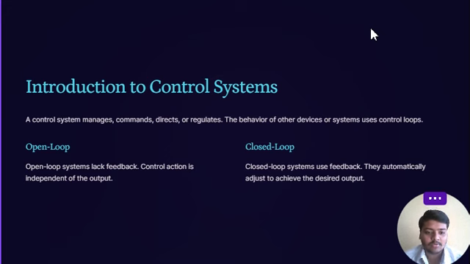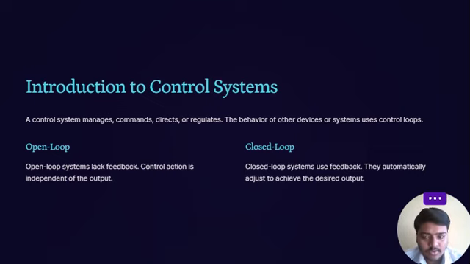First is open loop. Open loop systems lack feedback. Control action is independent of the output. In an open loop system, there is no feedback. The system does not check if the output is correct. It just follows the input. For example, a microwave runs for the time you set whether the food is hot or not.